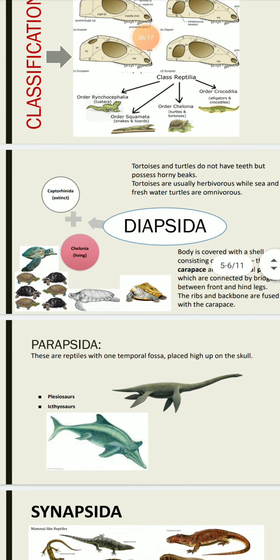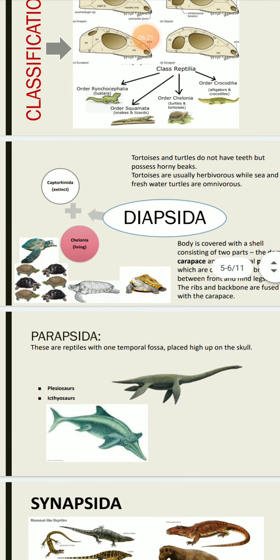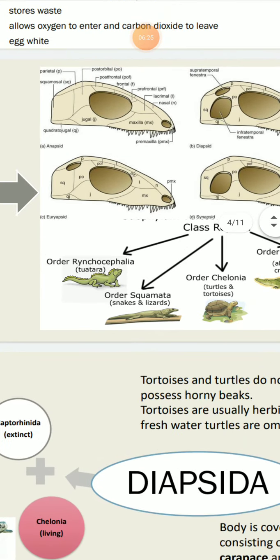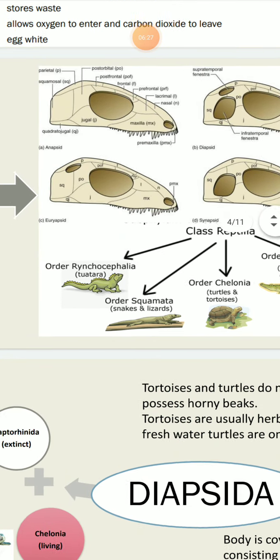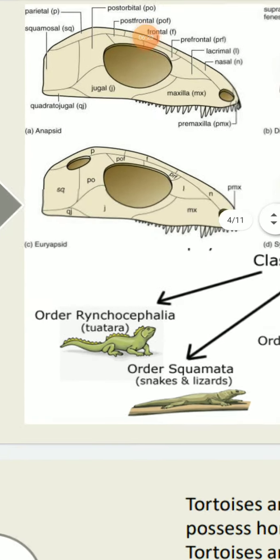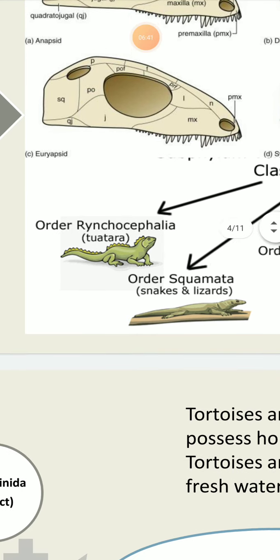Coming to the parapsidan or Euryapsida, as I said, these are reptiles with one temporal fossa placed high on the skull. As I said here, high on the skull there is a single vacuity. The biggest one is the eyeball socket, and the one which is fused with the parietal, squamosal, and post-orbital bones, the small hole-like structure, is actually the fossa.